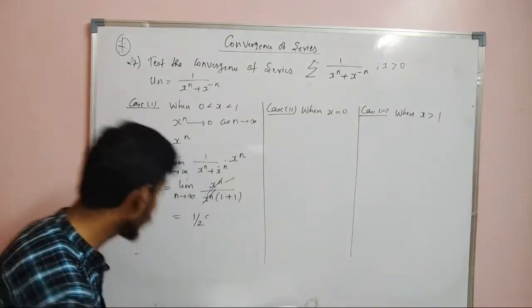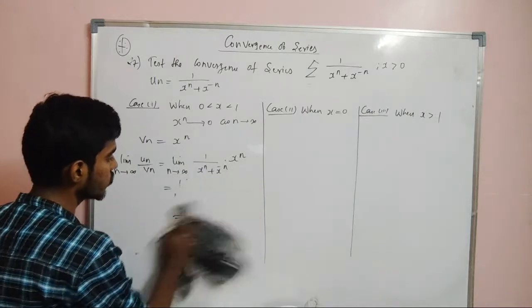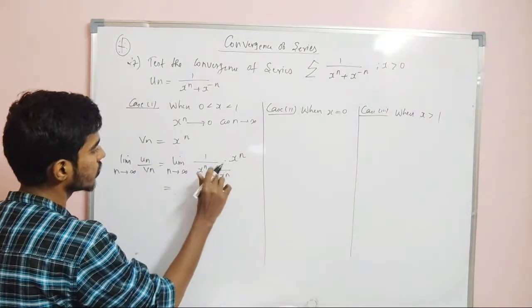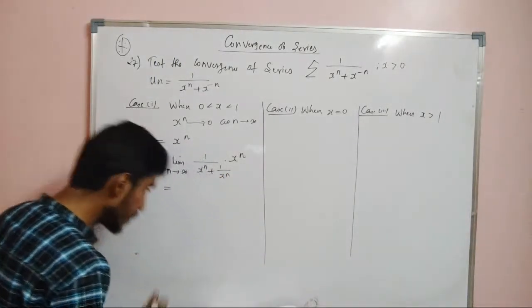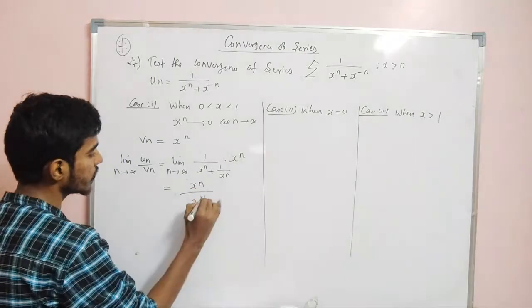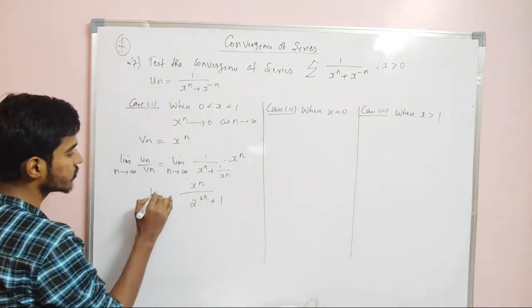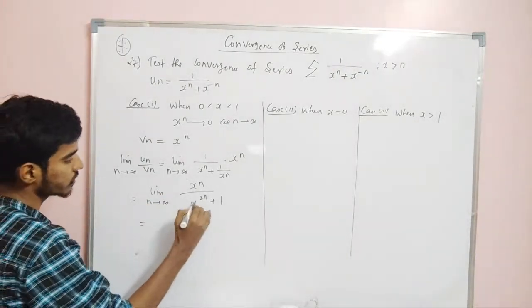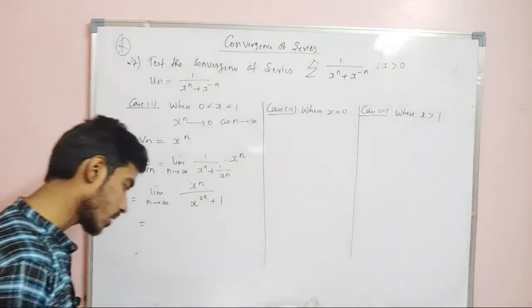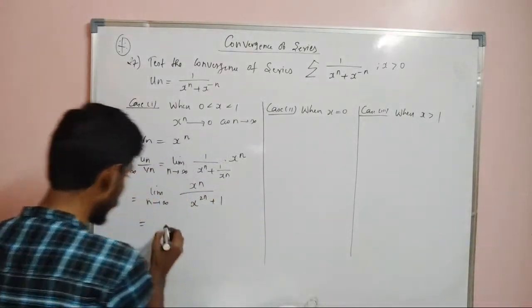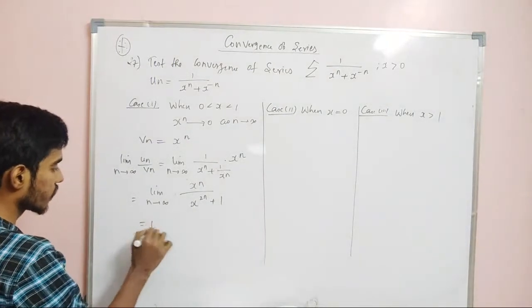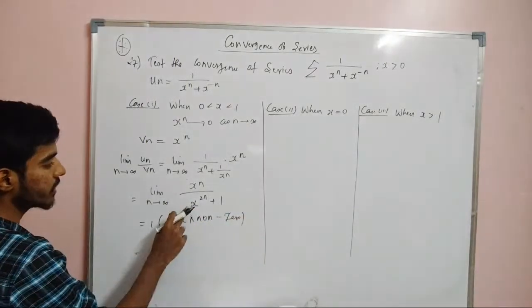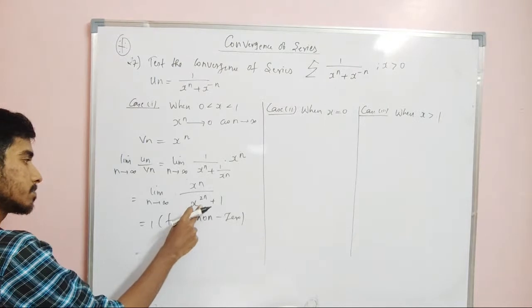Or else you can also write x power minus n as 1 by x power n. So this will be x power n by x power 2n plus 1, limit n tends to infinity. Now just take x power n common, this term tends to 1 again, which is equal to 1, which is finite and non-zero.